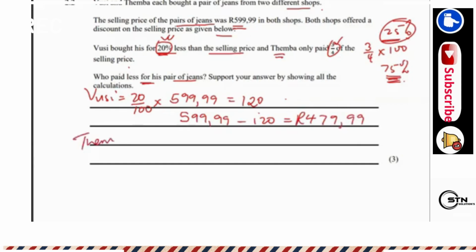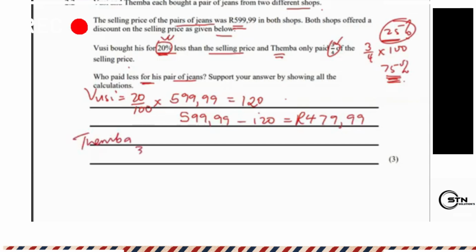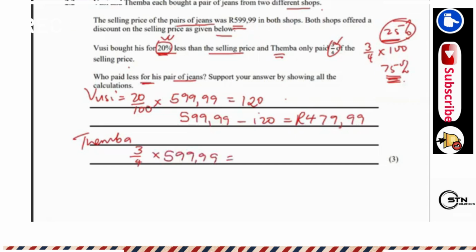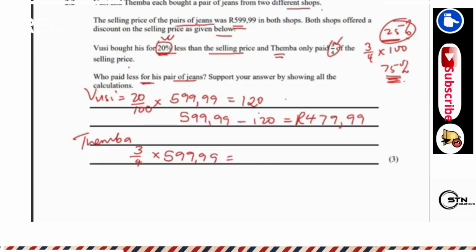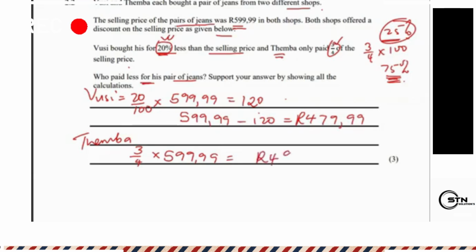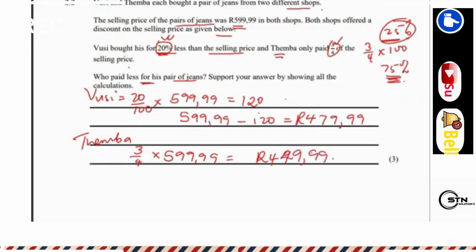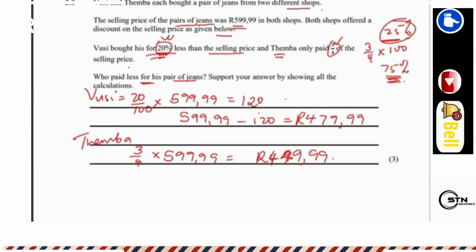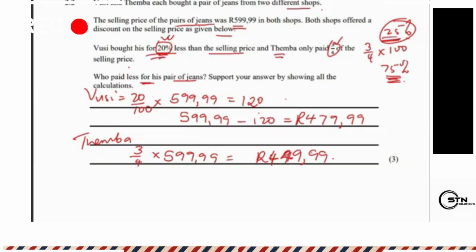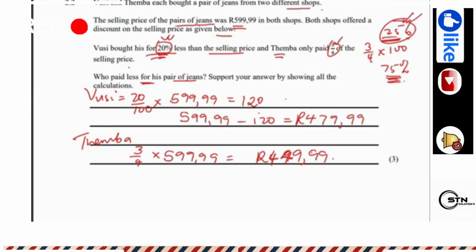Then let's look at Temba. It's telling us Temba only paid 3/4, so 3/4 multiplied by 599.99. All right, so I punch that into the calculator and I'm having 449.99. So this is what Temba paid, 449. Vusi paid 479. So we can see that 20% is smaller than 25%. So the 25% is the biggest discount there.